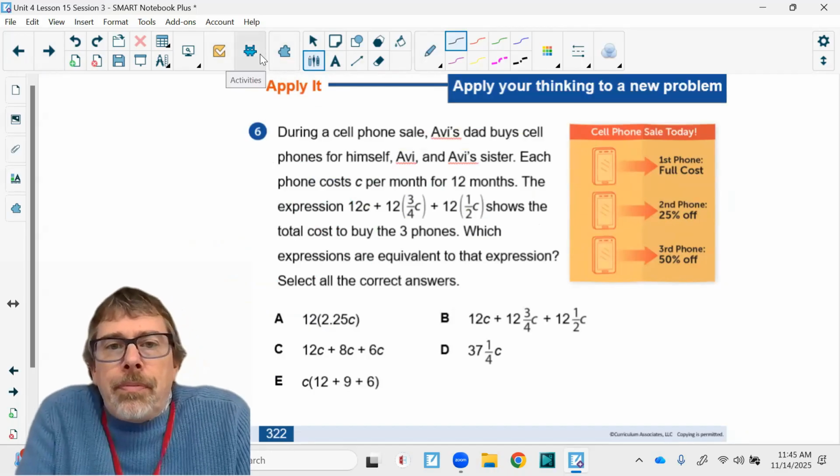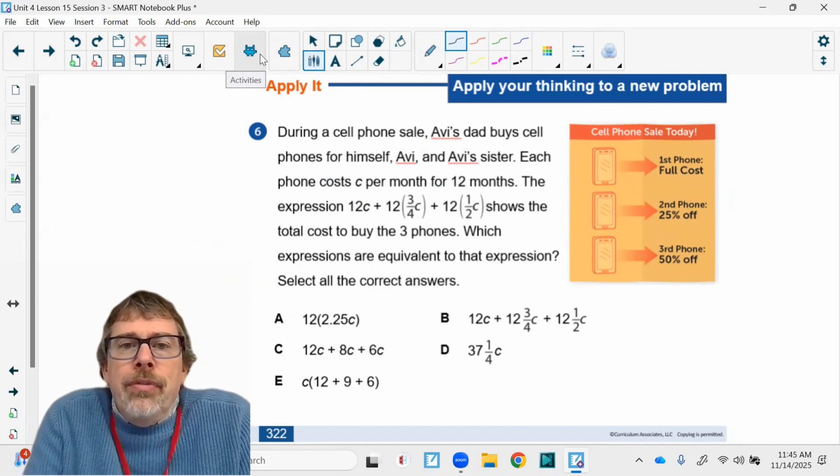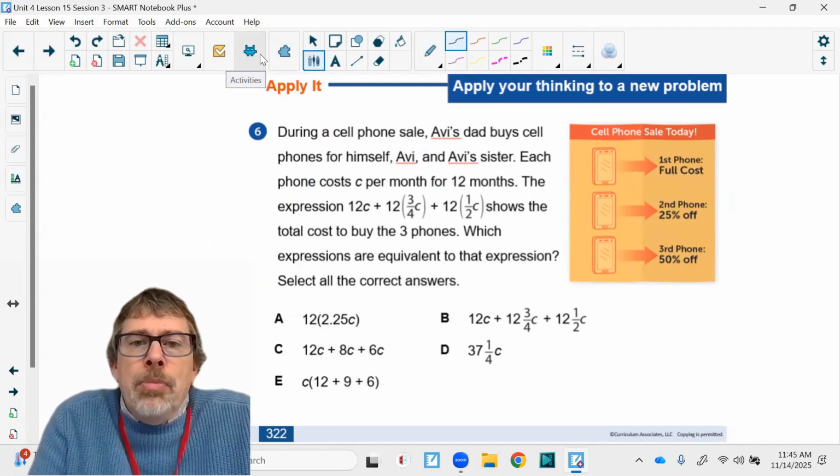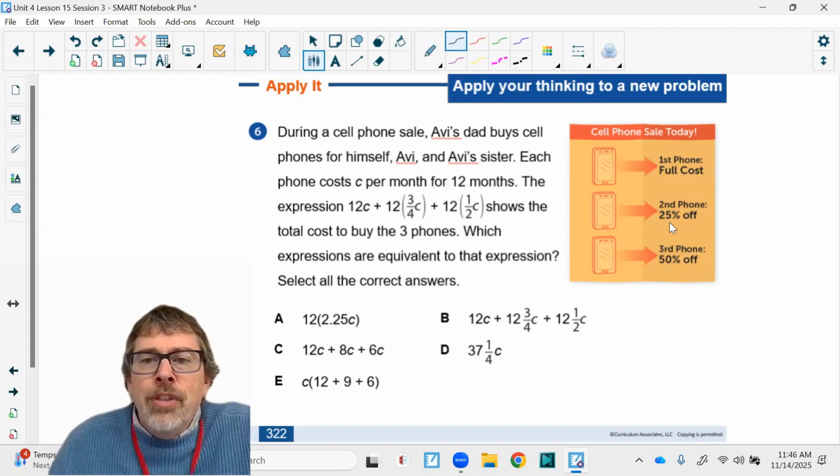Number 6, during a cell phone sale, Avi's dad buys cell phones for himself, Avi, and Avi's sister. Each phone costs C dollars per month for 12 months. The expression 12C plus 12 times 3/4 C plus 12 times 1/2 C shows the total cost to buy the 3 phones. So over on the right here, it says there's a sale. Buy one phone at full price, you get the second phone 25% off. So if you're getting 25% off, which is 1/4 off, you're paying for the other 3/4. So that's why that 3/4 is there.